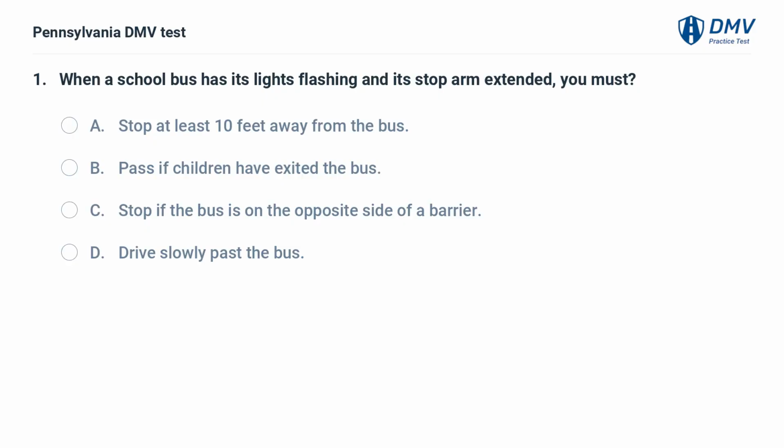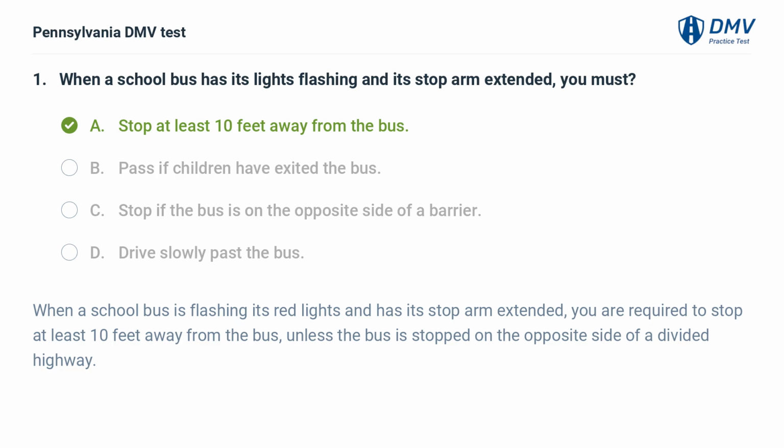When a school bus has its lights flashing and its stop arm extended, you must A. Stop at least 10 feet away from the bus. B. Pass if children have exited the bus. C. Stop if the bus is on the opposite side of a barrier. D. Drive slowly past the bus.